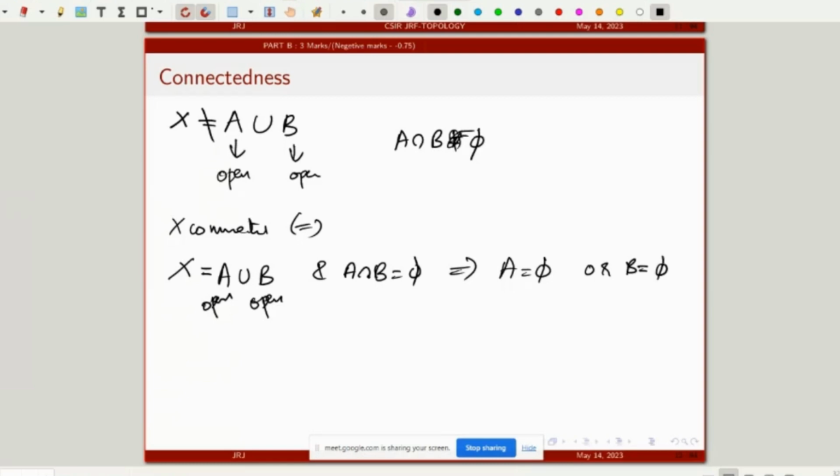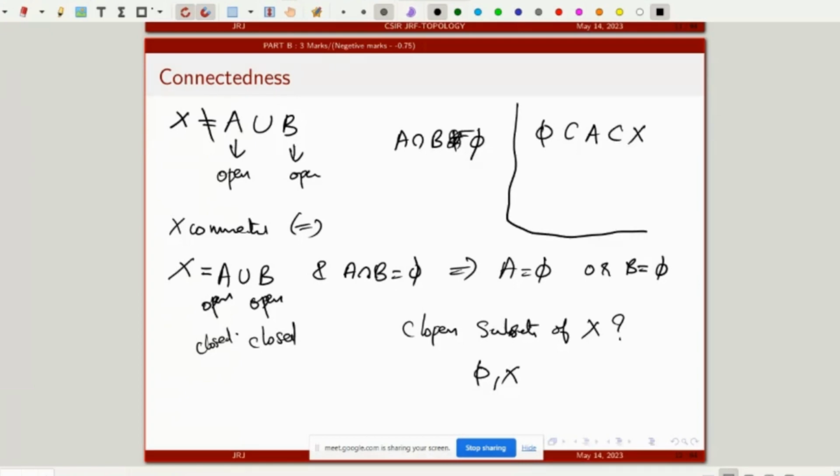Now, if A is open, then B will be closed, right? Because A complement is B, so B will be closed. If B is open, then A will be closed. So what will be the clopen subsets of X if X is connected? Clopen means both open and closed. The empty set and X are the only clopen subsets of X. There will not be a proper non-empty subset A of X that is clopen, because if A is clopen, we can write X equal to A union A complement. This will be open and this will also be open, so X will not be connected. So the only clopen subsets of a connected set are the trivial ones.